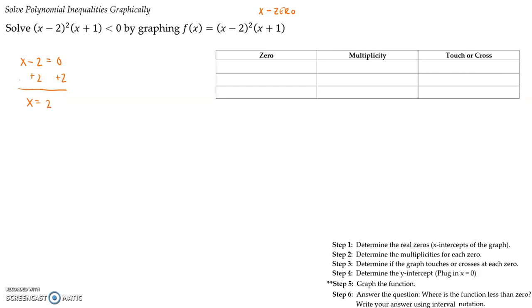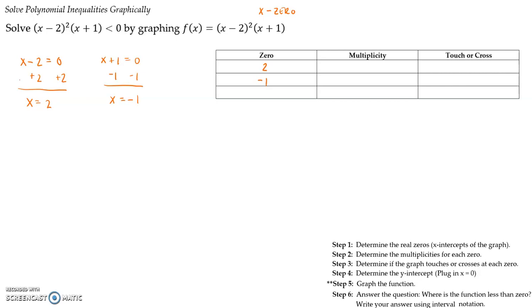And let's do the same thing with the x plus 1. If we set that equal to 0 and solve it for x, we're going to get an x value of -1. So we have two zeros here, positive 2 and -1.